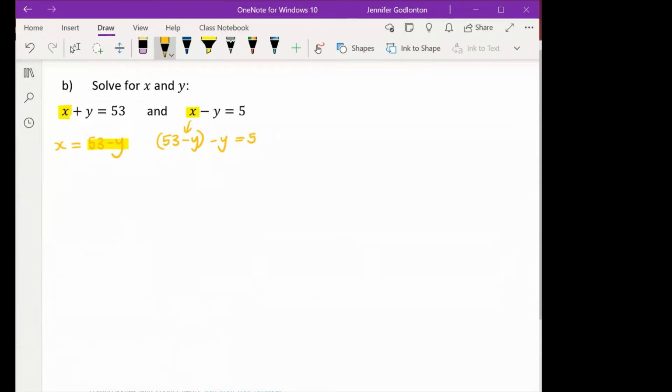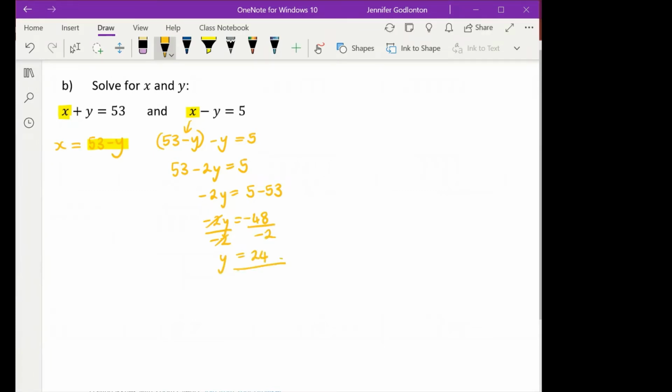Okay, hopefully some light bulbs are starting to turn on at this point, seeing it for a second time. Then I have 53 minus y, which is 53 minus 2y, which is equal to 5. Okay. Negative 2y is equal to 5 minus 53. So negative 2y is equal to negative 48. Divide both by negative 2, which means y is equal to positive 24.